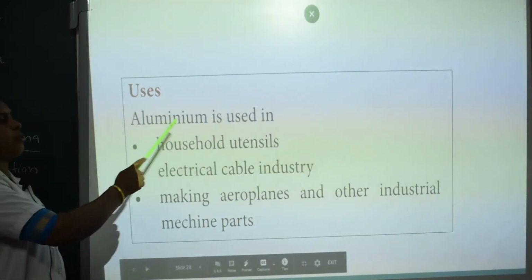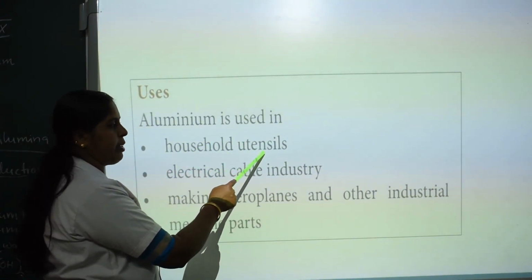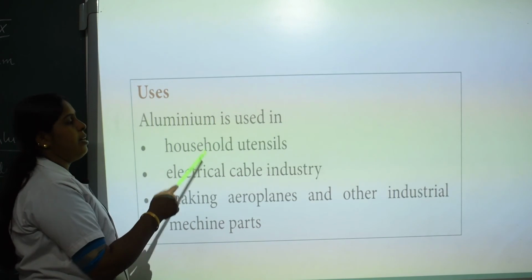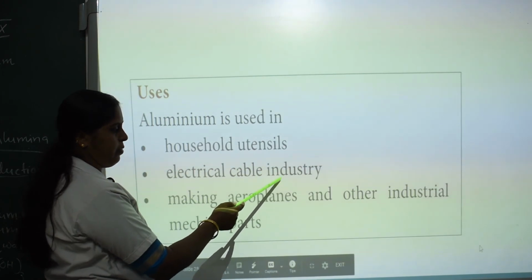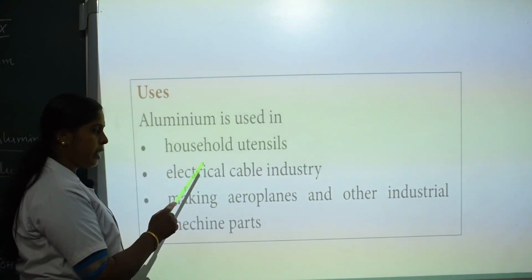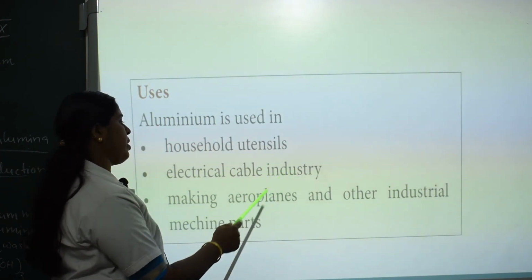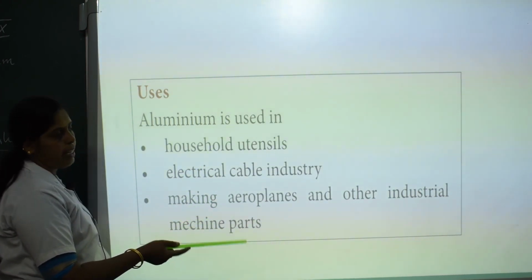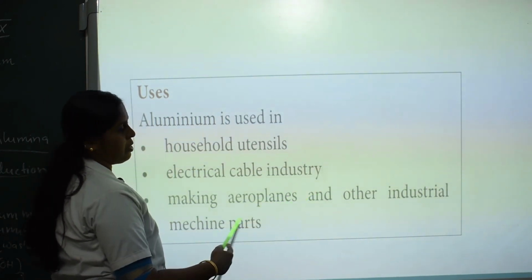Let's see the uses of aluminum. We already learned that aluminum is a malleable and ductile metal, so it can be used for making household utensils. A lot of utensils are made from aluminum. Aluminum can also be drawn into wires, and it is a good conductor of electricity, so it is used in the electrical cable industry. It is also a light metal, with a density of 2.7, so it can be used for making aeroplanes and other industrial machine parts.